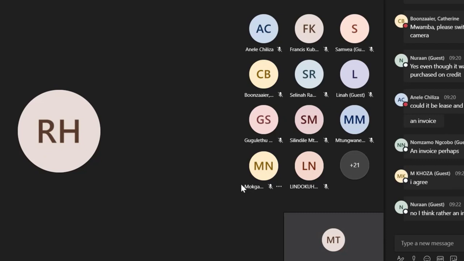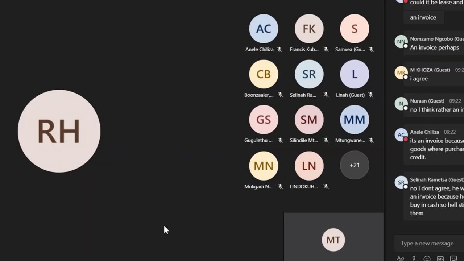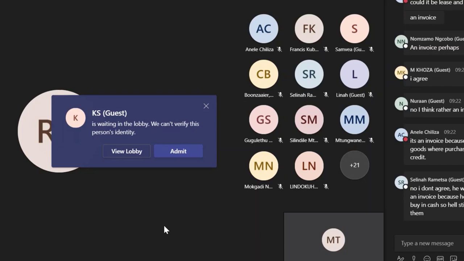Noreen said, I think it's rather an invoice. And Anele, it's an invoice because the goods were purchased on credit. No, I don't agree. He will receive an invoice because he did not buy in cash, so he'll still be owing them. So guys, the source document for transaction number two is a credit agreement. So there must be a credit agreement that he signed with Big Builders.